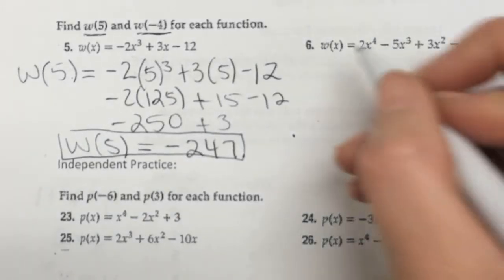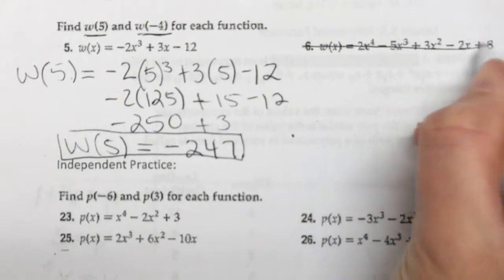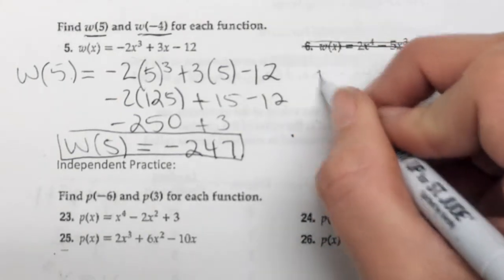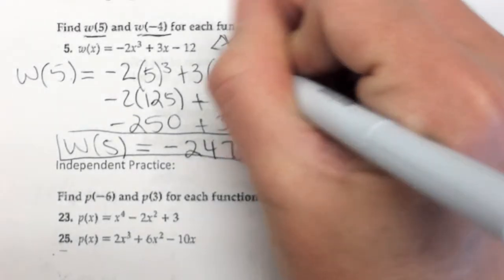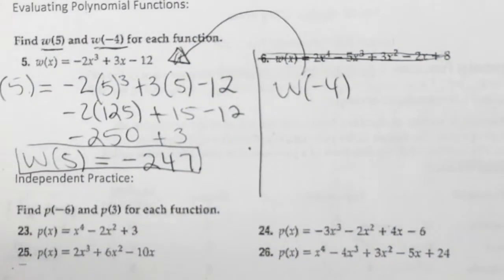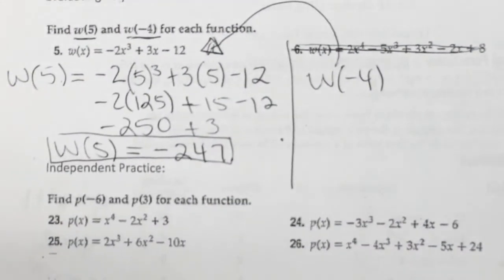I want you to mark out this one, and I want you to find w of -4 for the same function we just worked with. W of -4 for the same polynomial we were just working with.